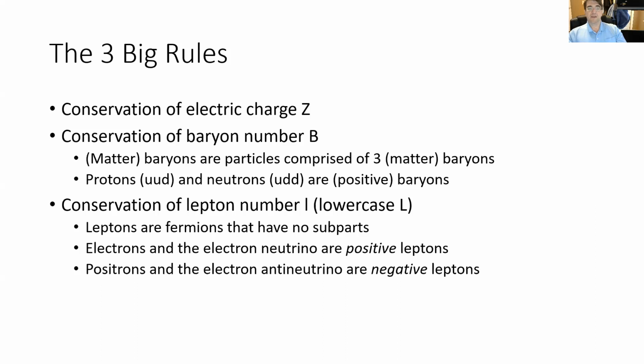So what we mean is if we start with however much charge, we have to end with that amount of charge. If we start with a number of baryons, we have to end with that number of baryons. If we start with a number of leptons, we have to end with that total number of leptons. So if you add a positive 1 and a negative 1, it doesn't change it, but you can't end up changing the total number, including signs.